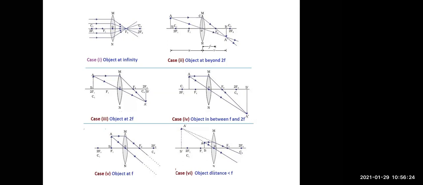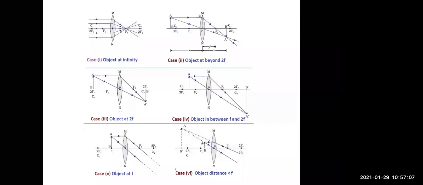Then comes the second incident ray, which is coming out from point A. Here you can see that this incident ray is passing through the optical center of the lens. According to the third rule, when the incident ray passes through the optical center of the lens, it passes without changing its direction. That's why it is going straight. After passing through the optical center, beyond the lens, wherever it intersects with the first refracted ray, there the image will be formed.